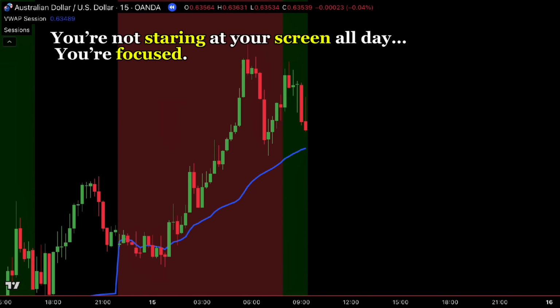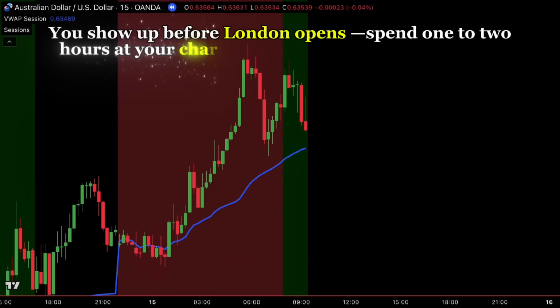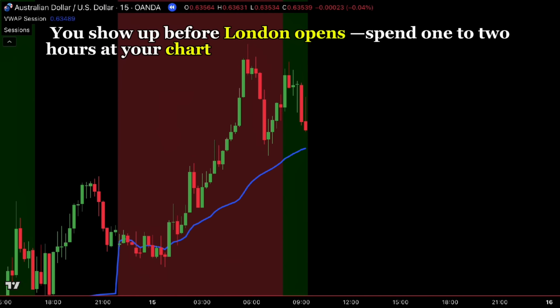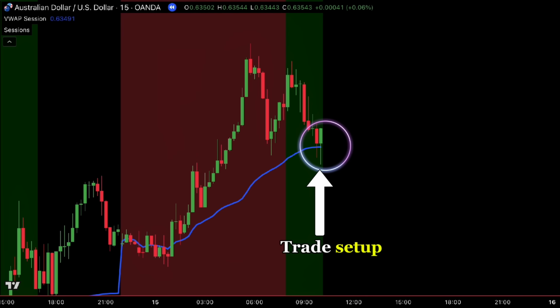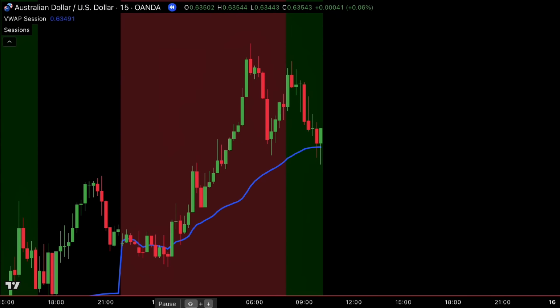You're not staring at your screen all day, you're focused. You show up before London opens, spend 1 to 2 hours at your chart, and wait for a setup to form right inside this window. When it does, your chances of success skyrocket, because now you have timing plus price plus confirmation working together.